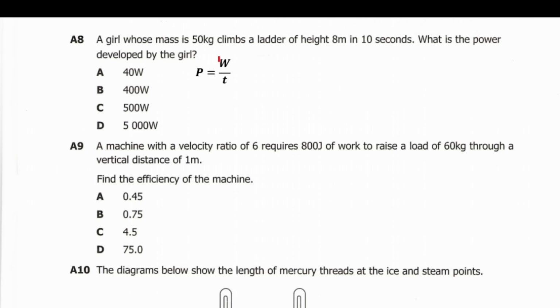Now, what will be the work here? This girl does work as she climbs up the ladder. The work the girl does is in lifting the mass of herself up a ladder a distance of 8 meters. As she goes upward, she needs to apply some effort to lift her weight, and that force which she applies must be equal to her weight.